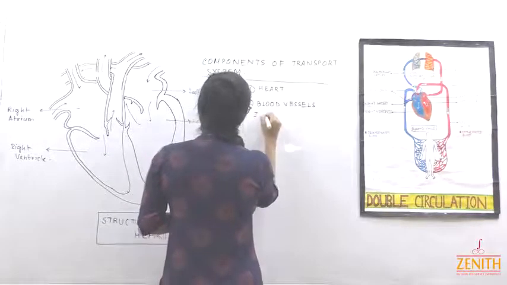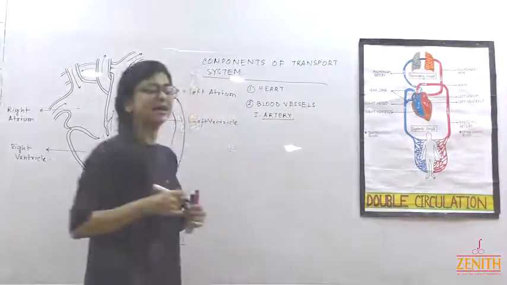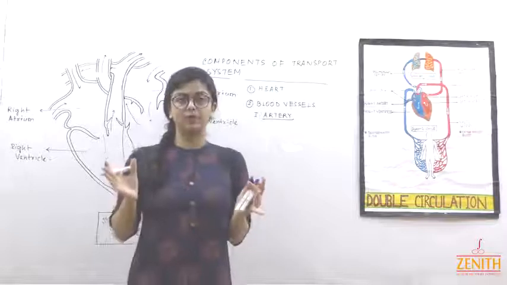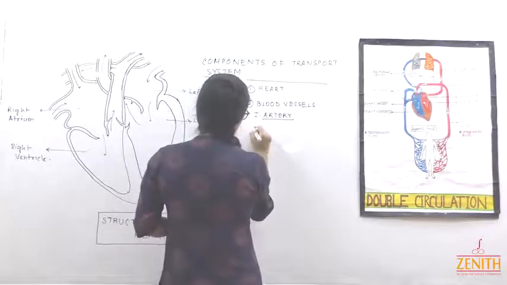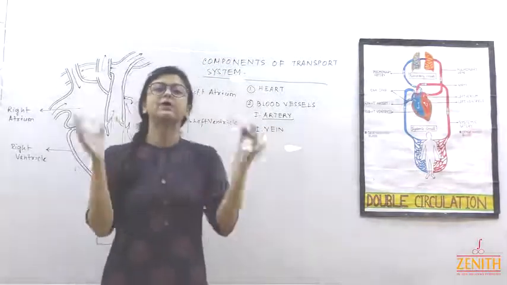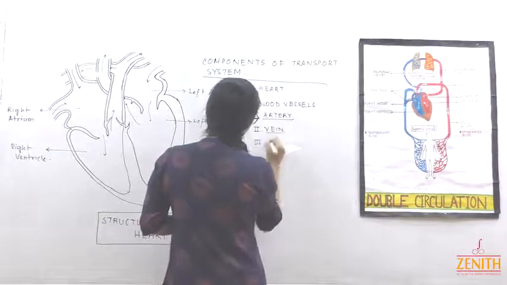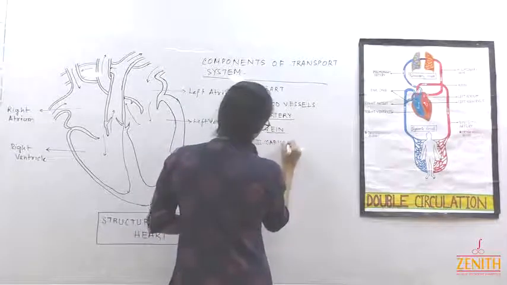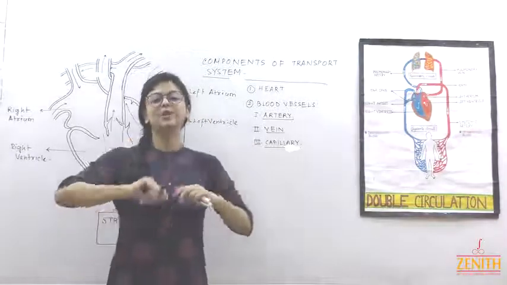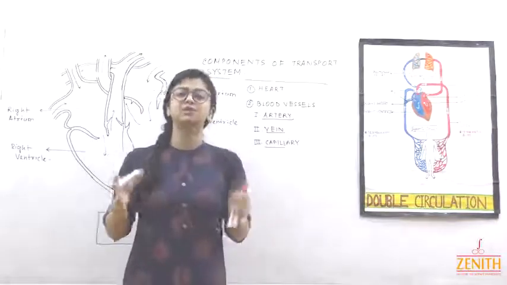The first one is called the artery. The artery is that blood vessel which carries the blood from the heart to the different parts of our body. Second, there is the vein. The vein takes the blood from the different parts of our body back to the heart. Okay. And there is a third blood vessel which is called the capillaries. The capillary is very vital because it helps in the exchange of nutrients and gases between the blood and the tissue.